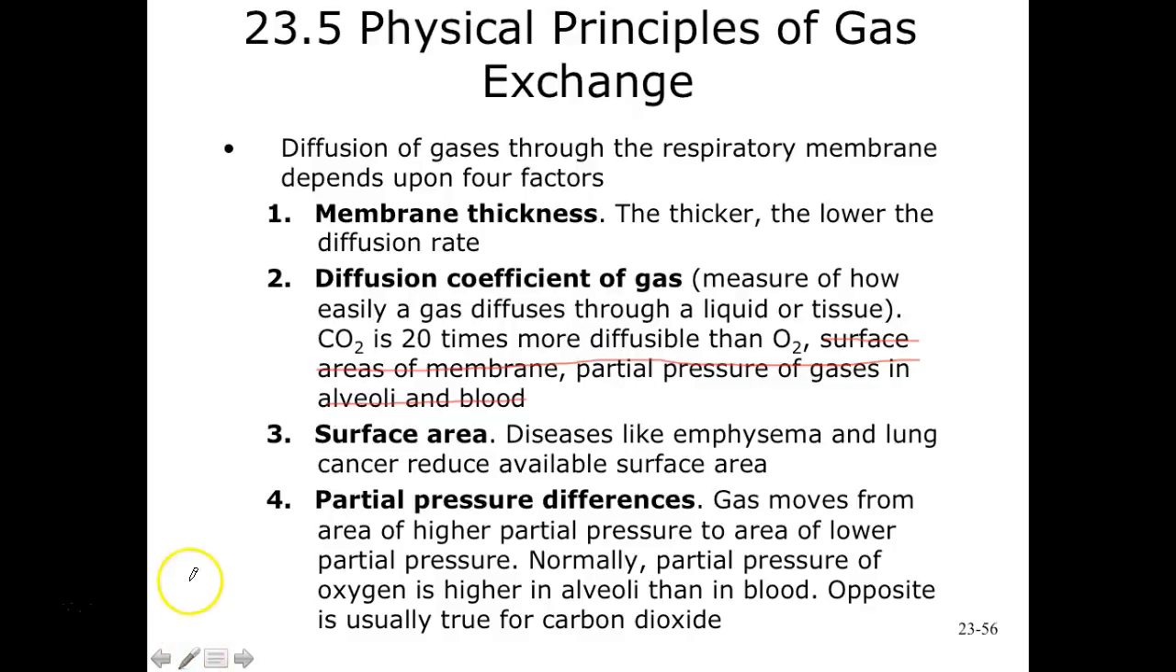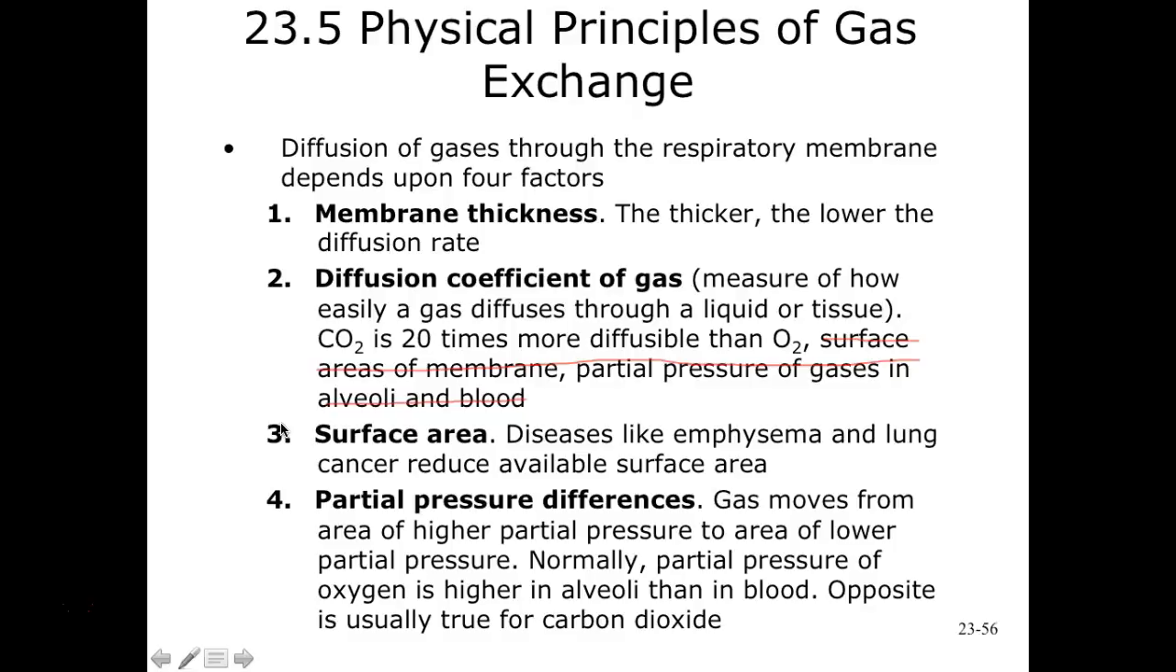Okay, so now on to our surface area. Our surface area is the amount of space we have for gas exchange to take place on our respiratory membrane. And in healthy adults, we are going to have about 70 meters squared of surface area within the lungs.